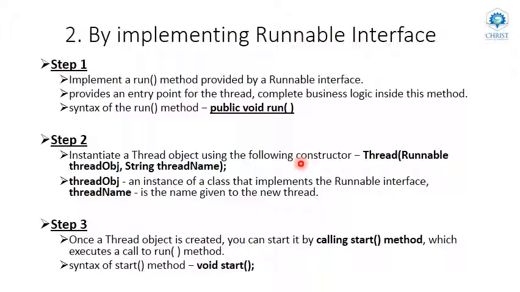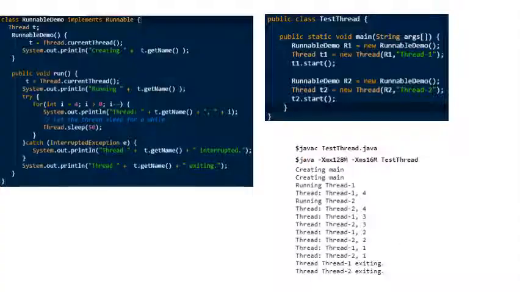So even if we are calling the start method, the lines of code that get executed are inside the run method. So these are 3 steps that you have to keep in mind. Now we will see one example and then explain.